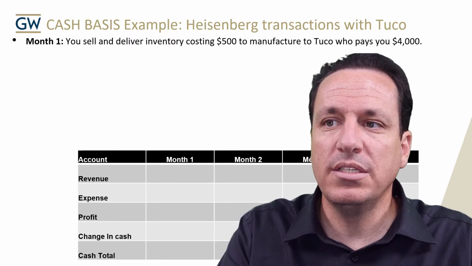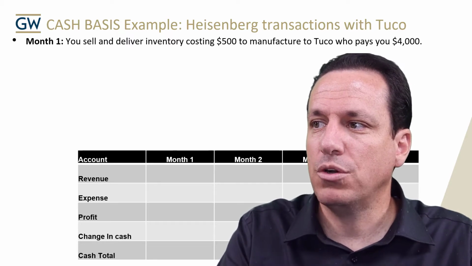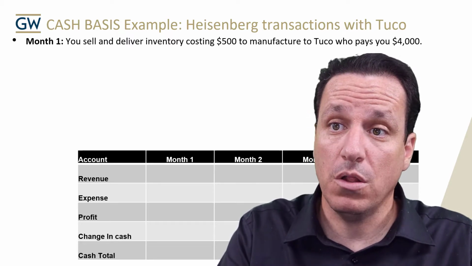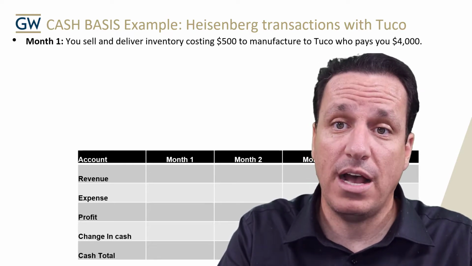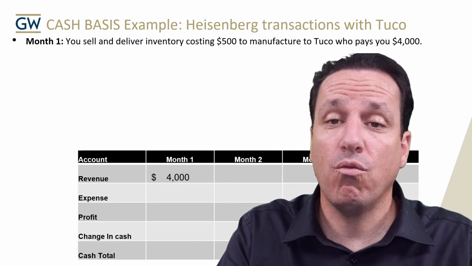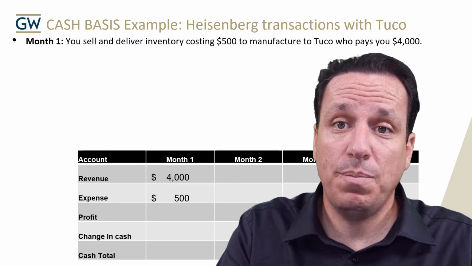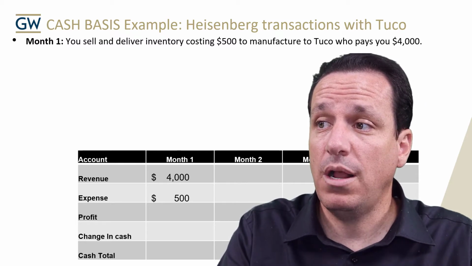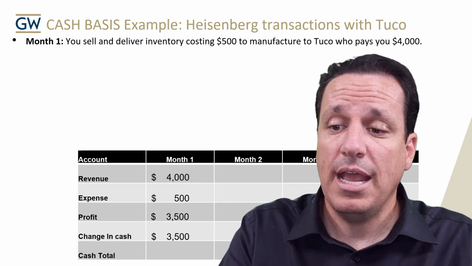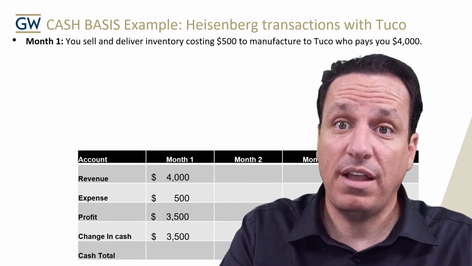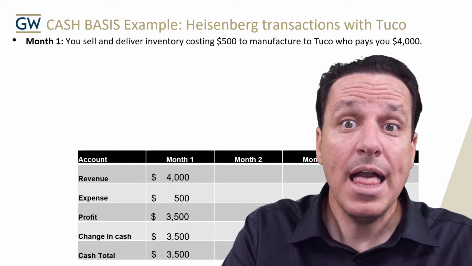So you sell and deliver your inventory, your meth or whatever, costing $500 to a manufacturer, Tuco, who pays you $4,000 for it. So it takes you $500 to manufacture it and Tuco pays you $4,000. So how would you account for that? Well, you'd have revenue of $4,000 because that's the cash that you got. You have expenses. You paid $500 to manufacture the drug. The profit that you'd recognize in that period was $3,500, and the change in cash is $3,500. You made $3,500, and your total cash is $3,500. All right, great. Let's go to the next month.